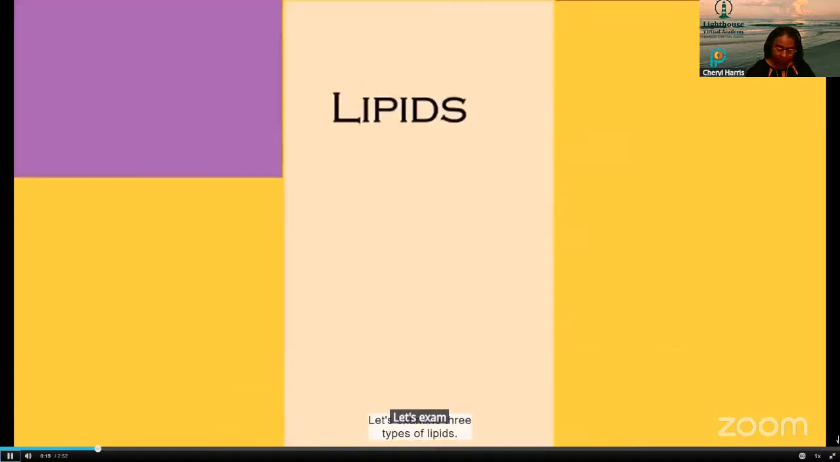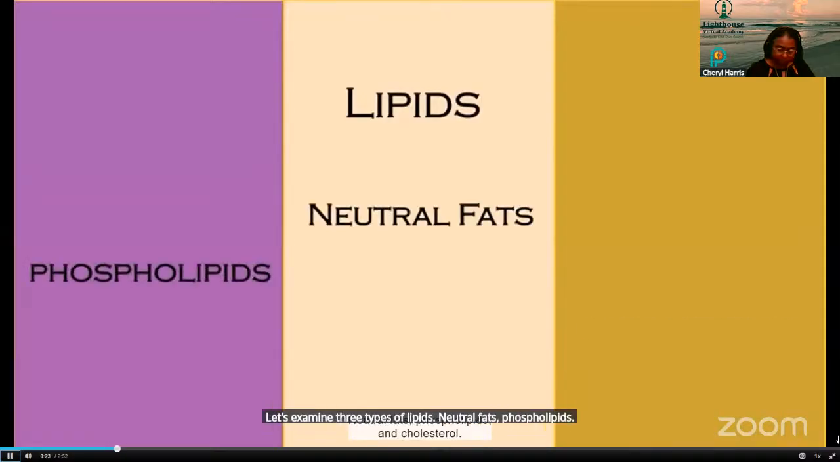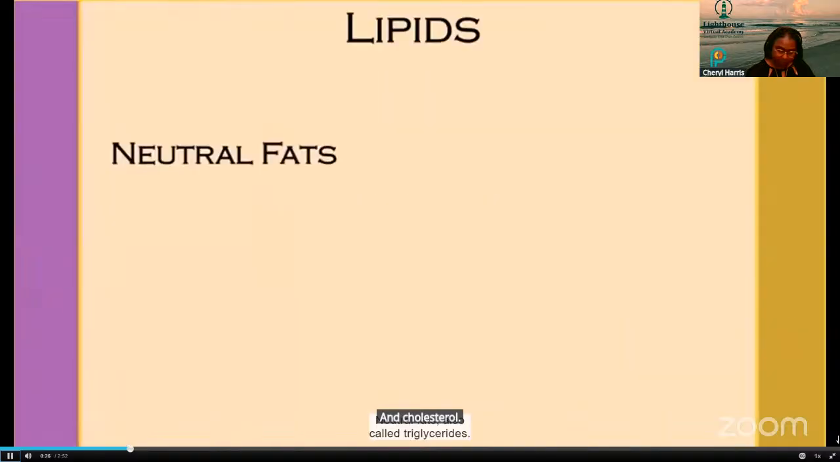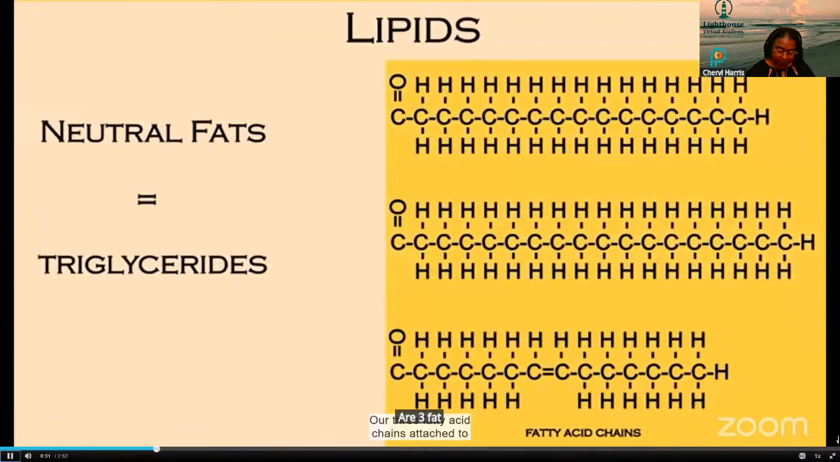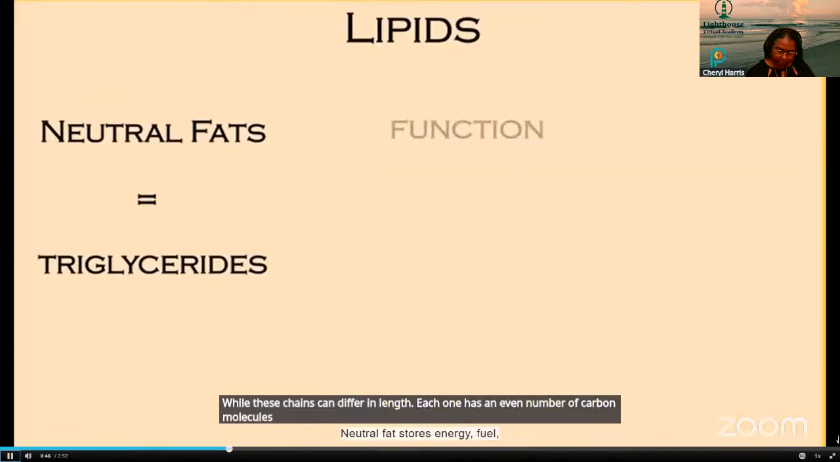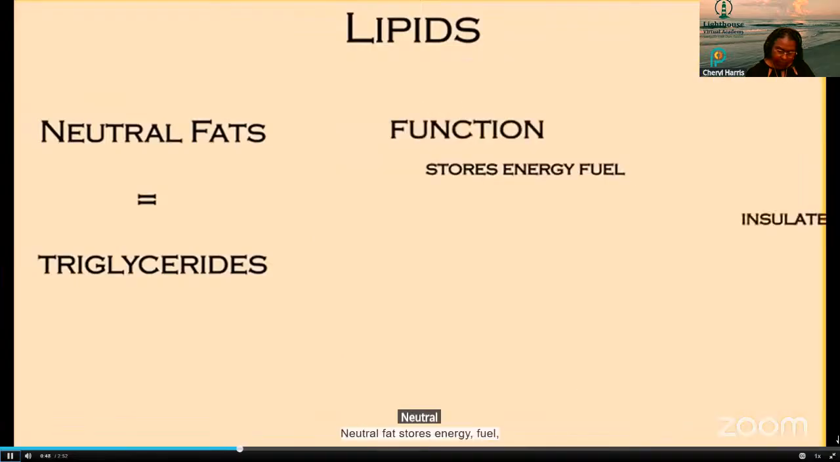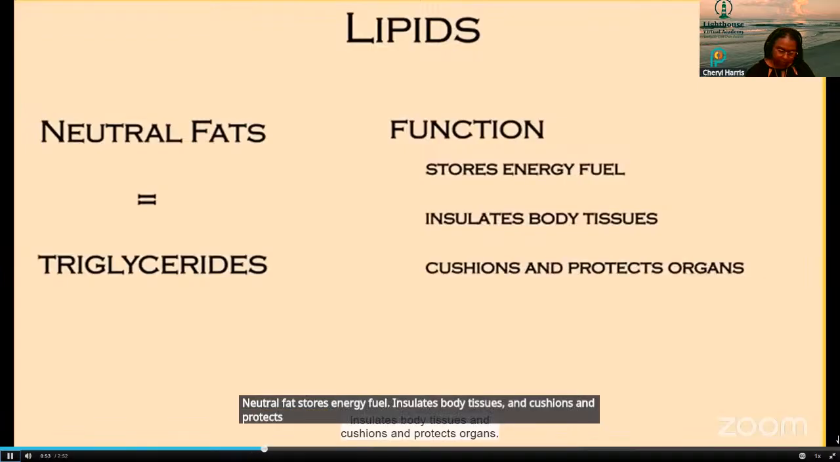Let's examine 3 types of lipids: neutral fats, phospholipids, and cholesterol. Neutral fats, also called triglycerides, are 3 fatty acid chains attached to a single glycerol molecule by dehydration synthesis. The fatty acid chains are the building blocks. While these chains can differ in length, each one has an even number of carbon molecules. Neutral fat stores energy fuel, insulates body tissues, and cushions and protects organs.